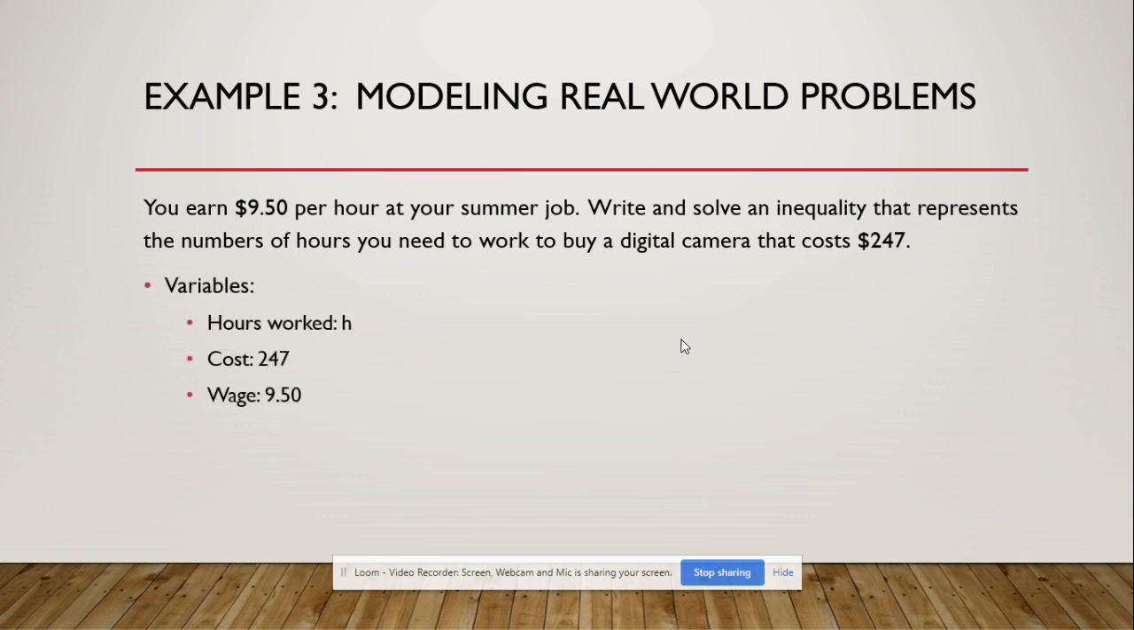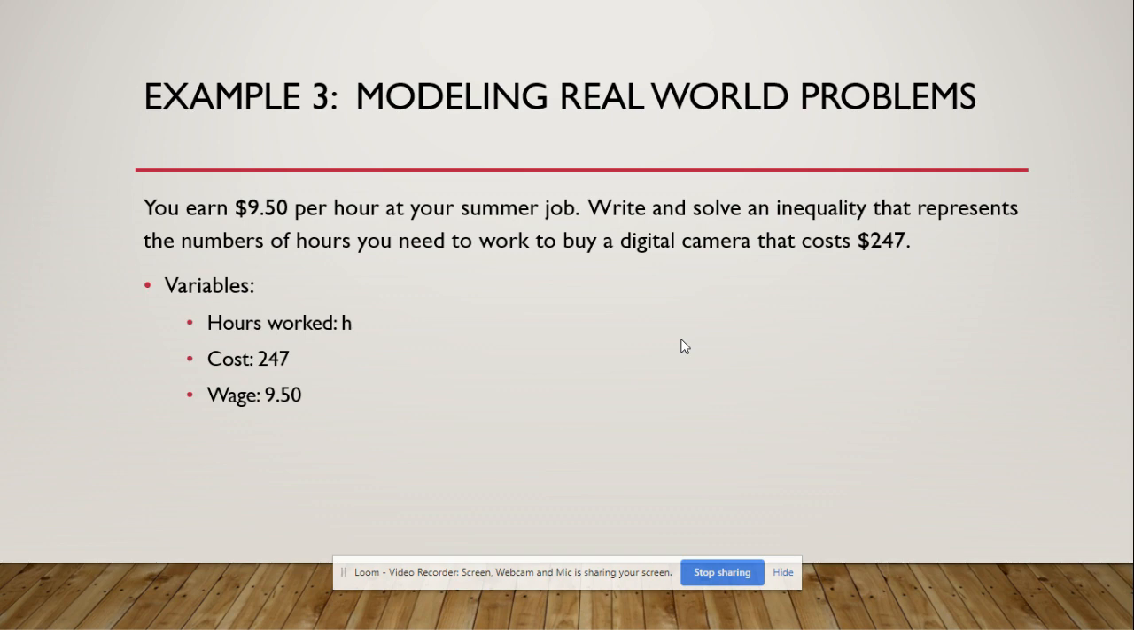Okay, so here are our variables. One, we've got the hours worked. This is what we don't know, and this is exactly what the question is asking us to find. How many hours do we need to work to buy that camera? Another important aspect of this is the cost, $247. Our wage is going to play a role. If we make more money, we can do it faster with fewer hours. If we make less money, it's going to take us longer.